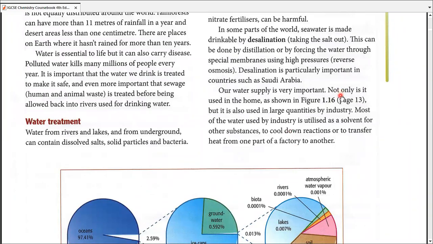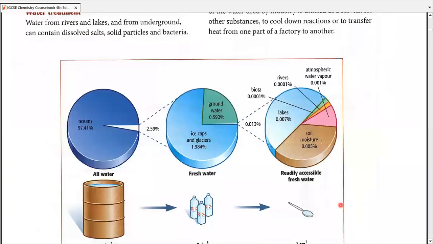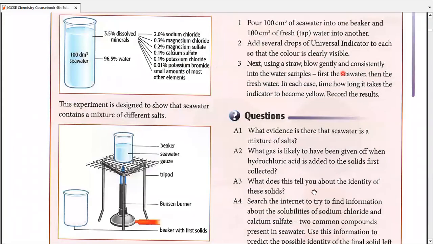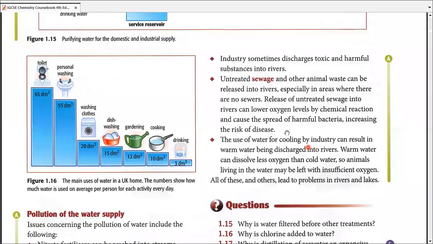Water supply is very important in our homes. We are using a lot of it. We are using water in industry as a solvent, to cool down reactions, and to transfer heat from one part of a factory to another. This is the industrial use of water. What is the domestic use of water? In domestic, there are many uses of water.